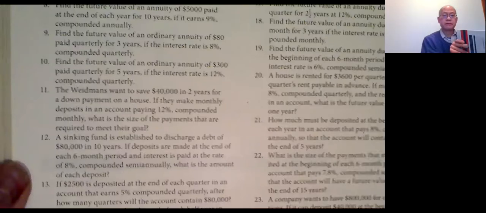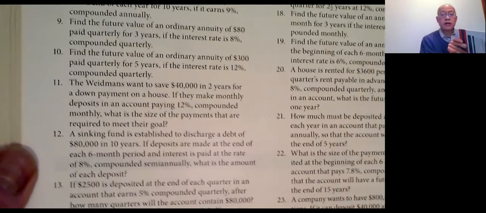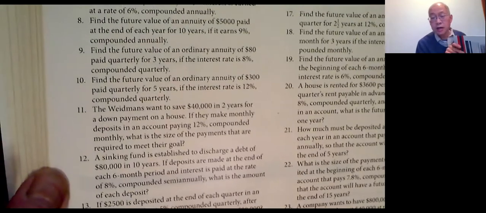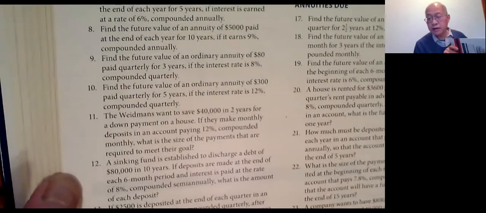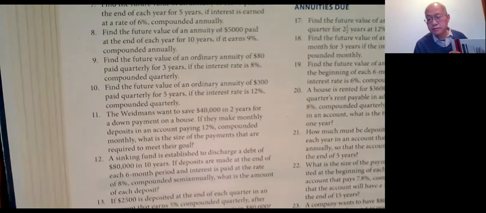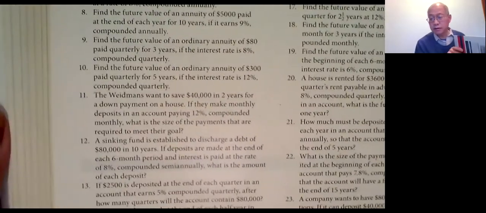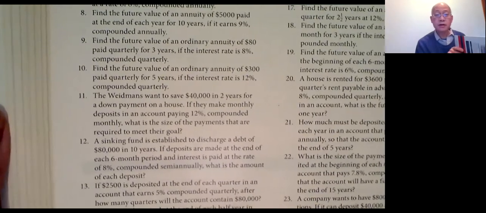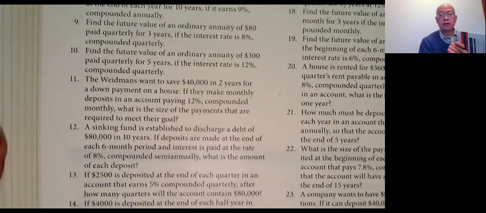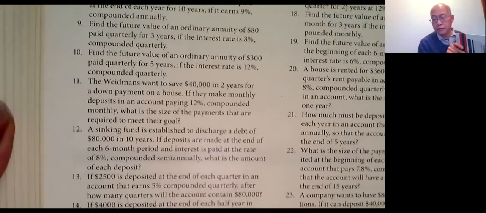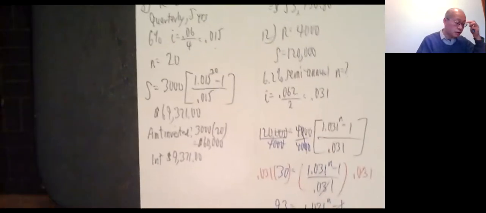Number 10. Okay, number 10 there. Find a future value of an ordinary annuity of, am I doing the right thing? I'm not looking at the right thing, I think. Okay, find a future value of an ordinary annuity of $300 paid quarterly for 5 years. Interest rate is 12% compounded quarterly. Okay. And it looks like I did $3,000, which was what I saw in the previous edition, but anyway, that's fine. Let me just go with it.